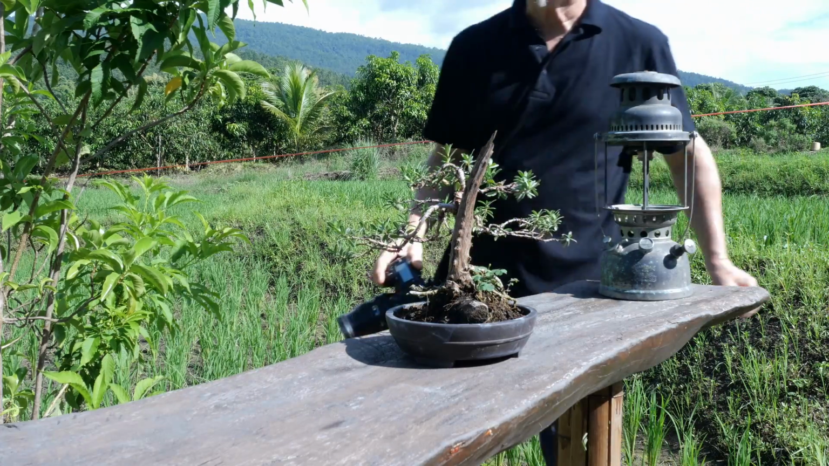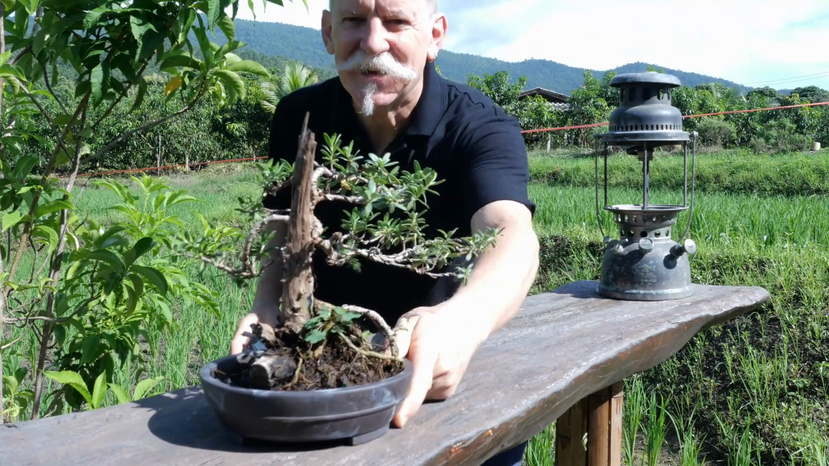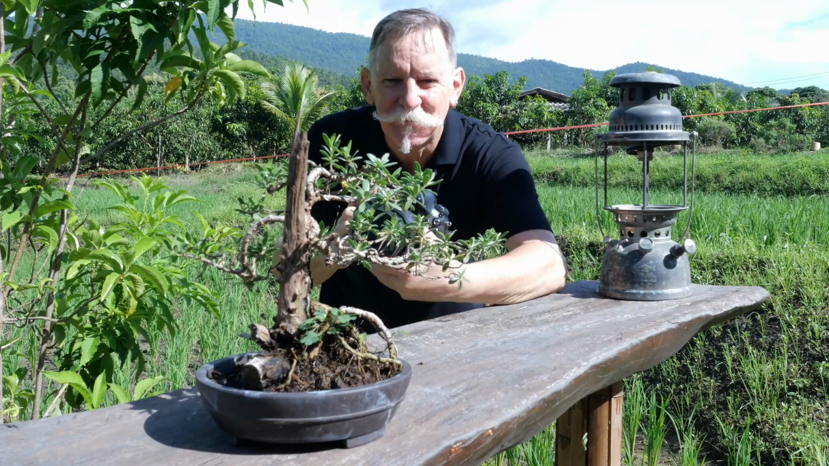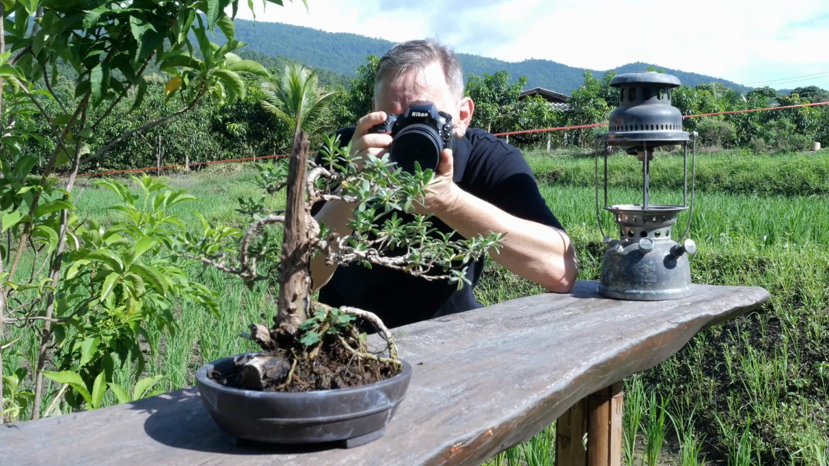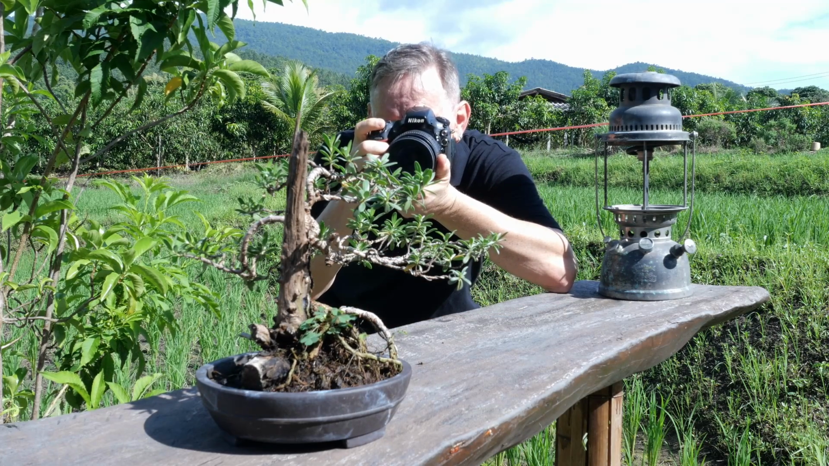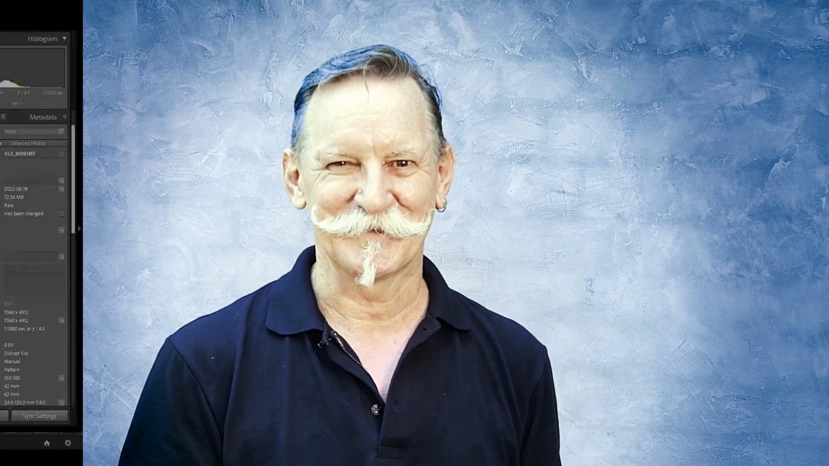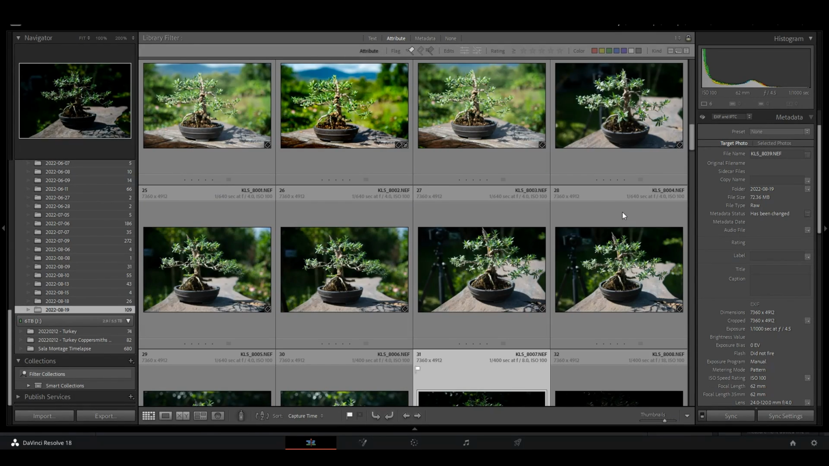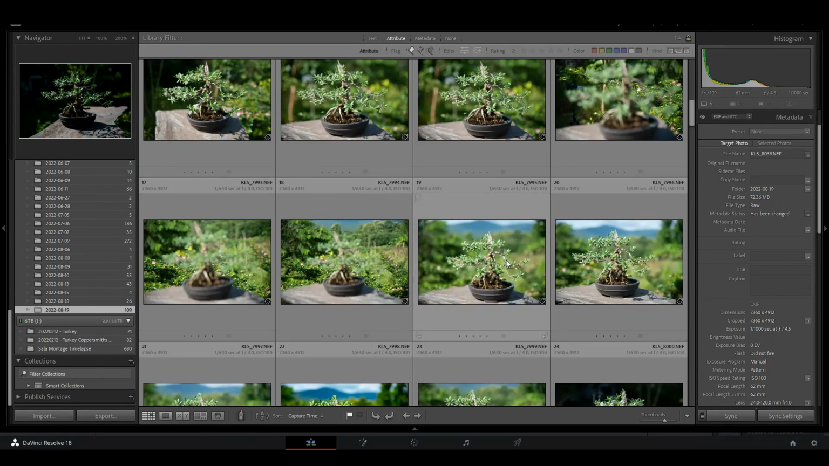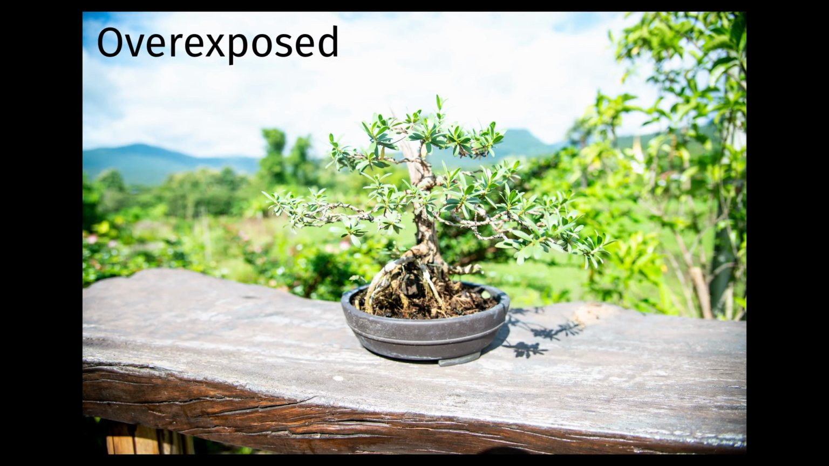Move around your subject. Take some where the sun is behind you and some where the sun is in front of you. Practice doing this and you'll improve your photography. Look at the photos on your computer and compare how they look. Are some brighter and some darker than others?